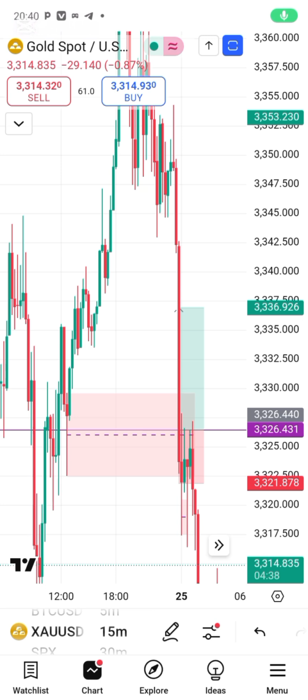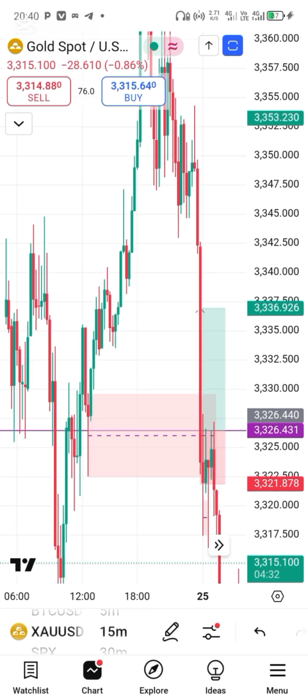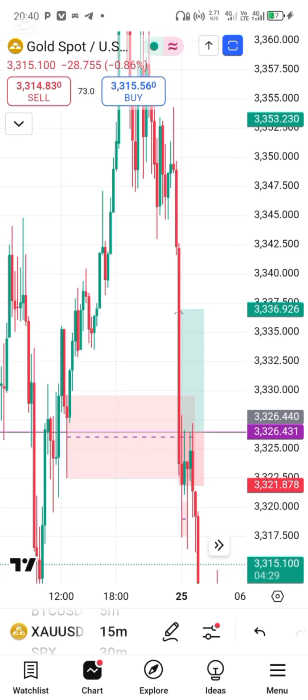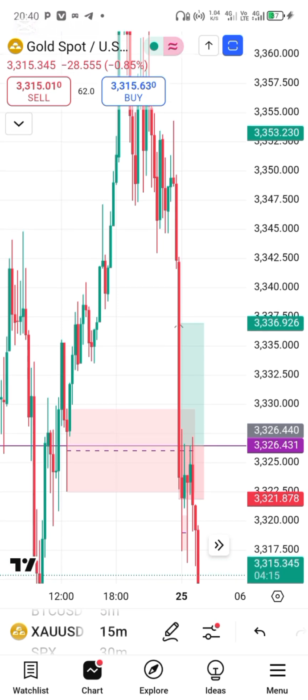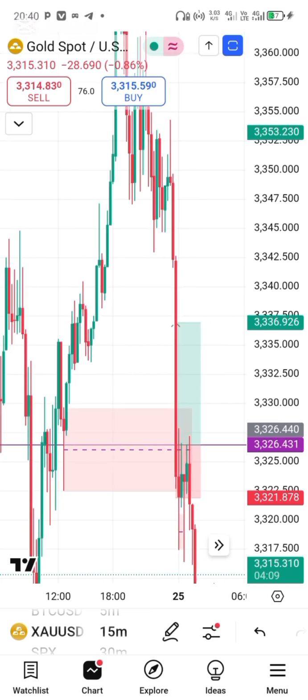Hello guys, so this is the trade I took last week. I took only one trade last week, which was on Friday. I was very busy last week, so I wasn't able to focus on charts to check on trades, but I said let me take just one trade on Friday, and it happened to be a losing trade.